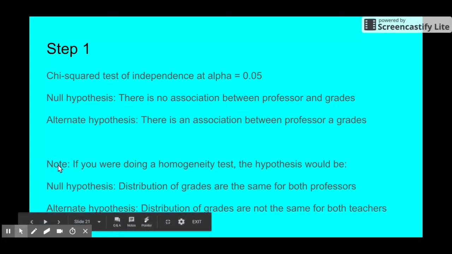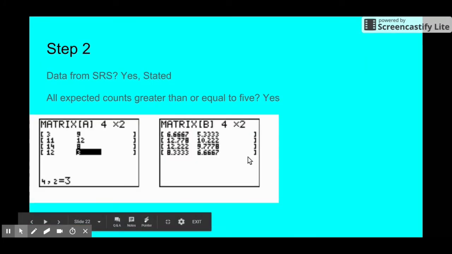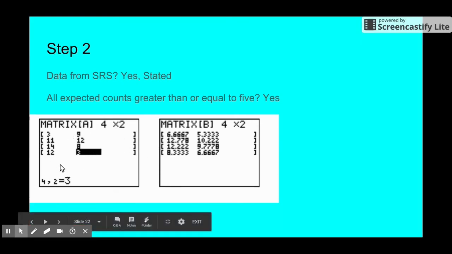And there is one thing we need to note. If we are doing a homogeneity test, the H0 will be the distribution of grades is the same for both professors, and the HA will be the distribution of grades is not the same for both professors. And these are the two conditions we need to meet. So we need to check if the data is from SRS, and it is, and all expected counts are greater than or equal to 5, yes. And we just need to type our data into matrices, and the first one is for the observed, and this one is for the expected.